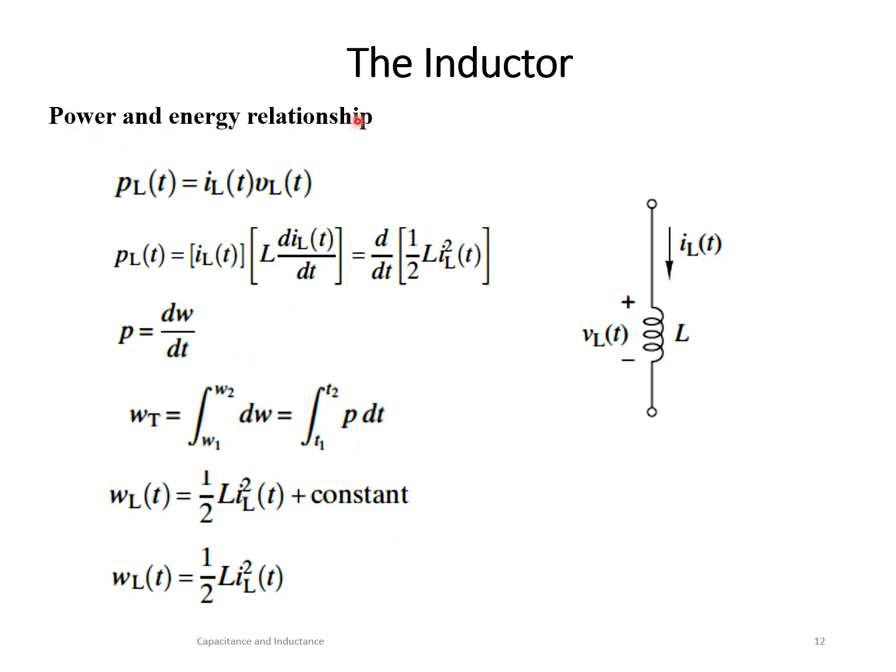Now, power and energy relationship of the inductor. I hope you will be able to go through it, as it is just like the power and energy relationship of the capacitor we have discussed in the previous slide. So follow these steps, you will reach this. And this is the energy stored in an inductor, half L i squared, where i is the current flowing through the inductor. If there is some energy already stored in the inductor, then it will be shown over here.